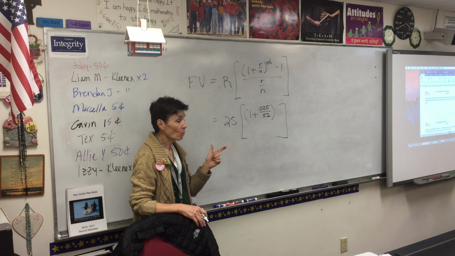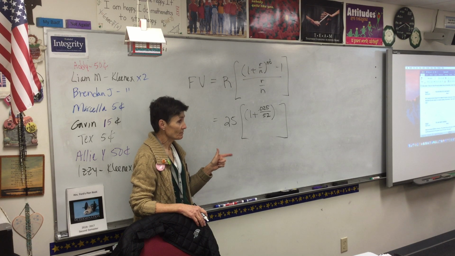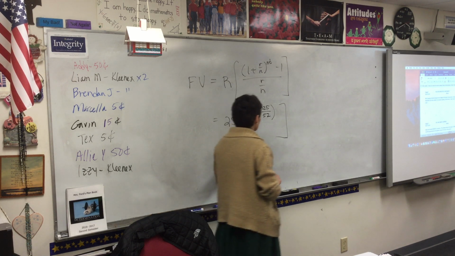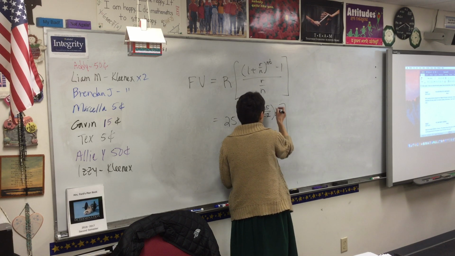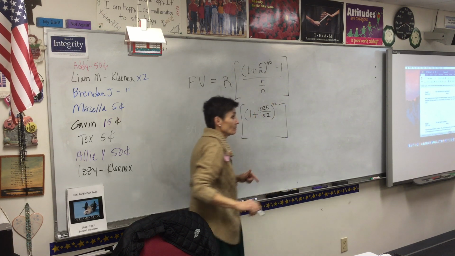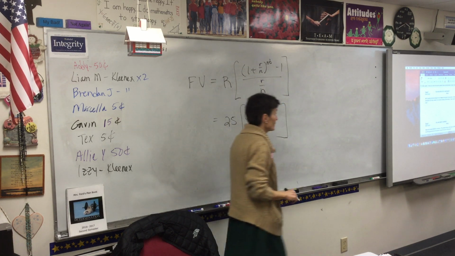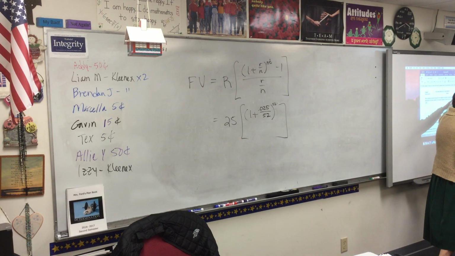Now, I've said that before many times. It's time for you to remember it now. N is the number of times a year we're doing it. If we're doing it weekly, that's 52 times a year. See that N right there? It's the same as that N right there. So this is going to have a 52 times, what's T? 18, because we want to do this for 18 years.